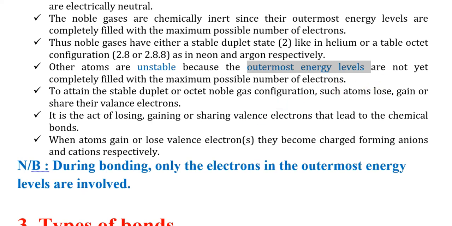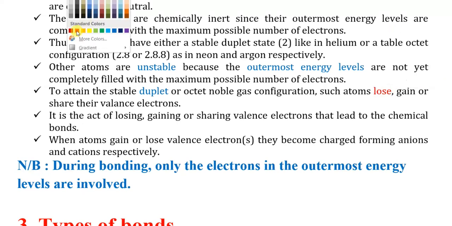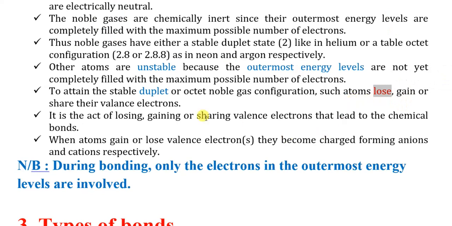Why do they react? Because the outermost energy levels are not yet filled up completely with the maximum number of electrons. That's why they react. Therefore, to attain the stability of the duplet or the octet, what will happen? Such atoms either lose electrons, or gain electrons, or share electrons. So they will either lose, gain, or share.